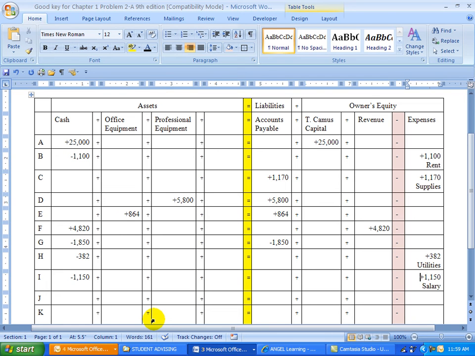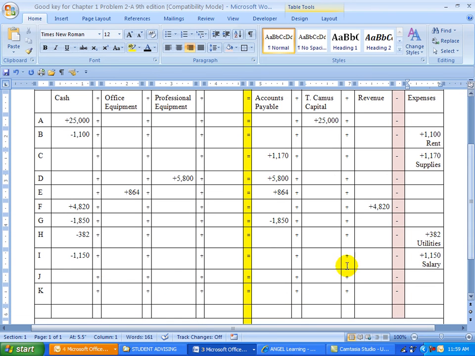Looking at letter J, we sold professional services for cash for $3,800. So cash sales will make our cash increase. So it's a plus to cash. And we have made a sale. So we go to where we record our sales, which is the revenue account. And our revenue is going up. So we have a plus on the left, a plus on the right.